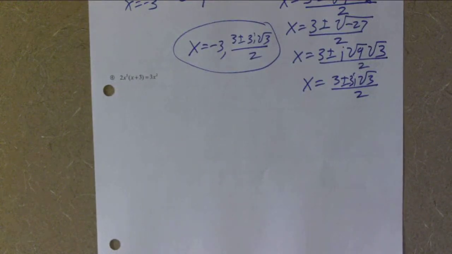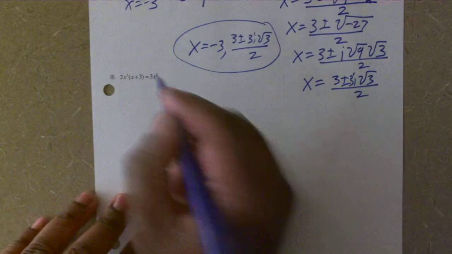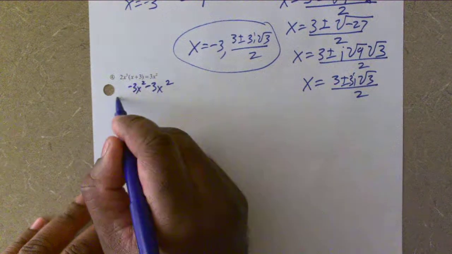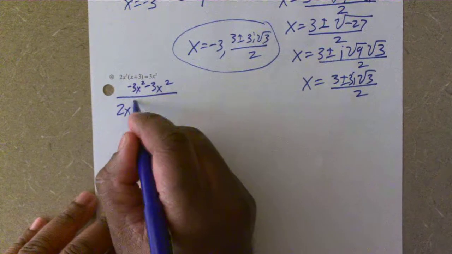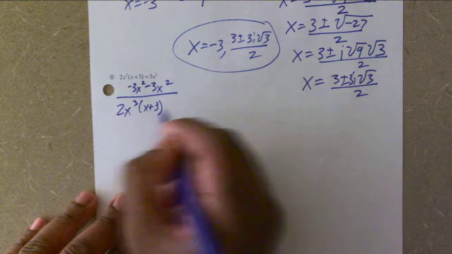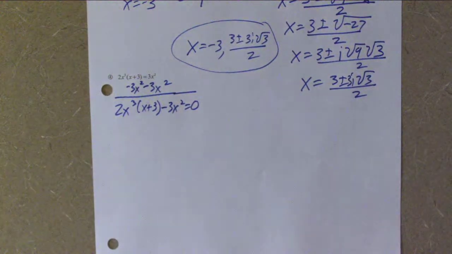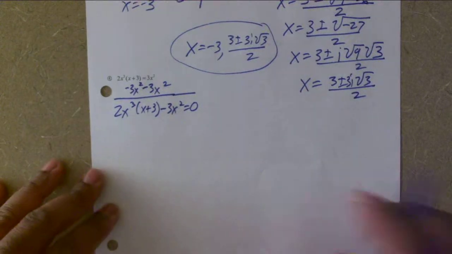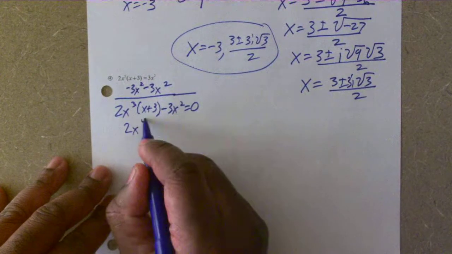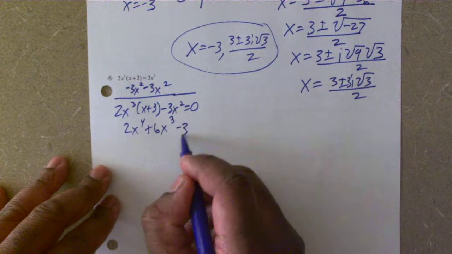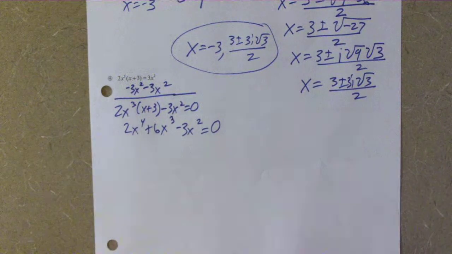We have 2x cubed times x plus 3 equals 3x squared. Now, with this problem, we subtract 3x squared on both sides. So we have 2x cubed times x plus 3 minus 3x squared equals 0. Now we multiply. This would be 2x to the 4 plus 6x cubed minus 3x squared equals 0.